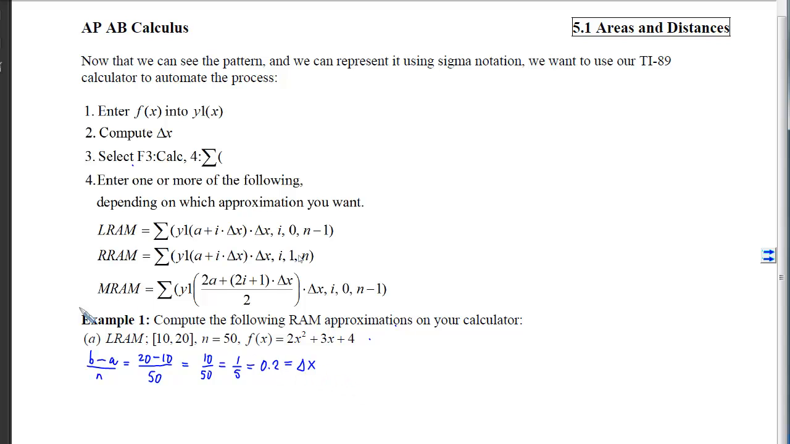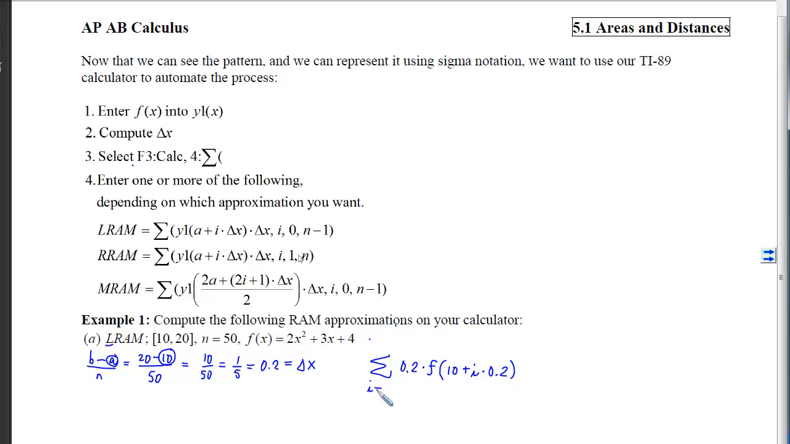And I want to write LRAM using the pattern. So LRAM is going to be my delta x, which is 0.2, times my function evaluated at x values that are my a, which was 10, plus multiples of my delta x. And remember, on an LRAM, that my first left edge does not add any of those delta x's.